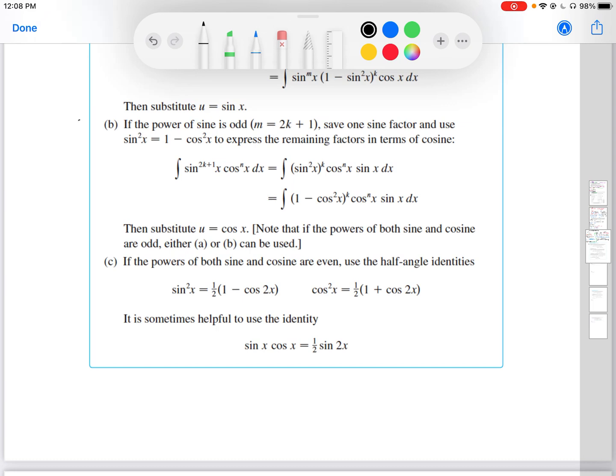B. If the power of sine is odd, save one sine factor and use sine squared equals 1 minus cosine squared to express the remaining factors in terms of cosine. Then substitute u for cosine. And C. If the powers of both sine and cosine are even, use half angle identities to get rid of that exponent.